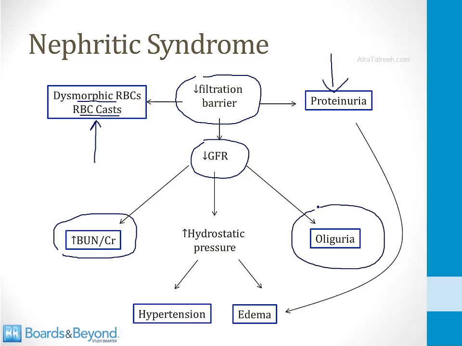In addition, because less plasma is being filtered by the glomeruli, there's a rise in the hydrostatic pressure. This leads to hypertension. It also leads to capillary leak and edema, which are hallmarks of the nephritic syndrome. The protein loss in the urine also can lower the plasma oncotic pressure, and that also contributes to the edema as well.